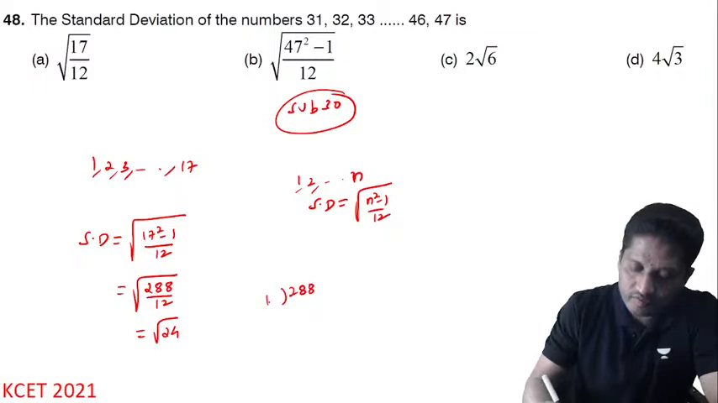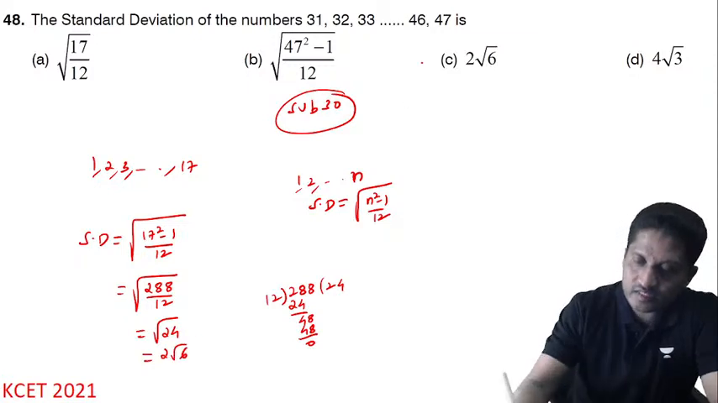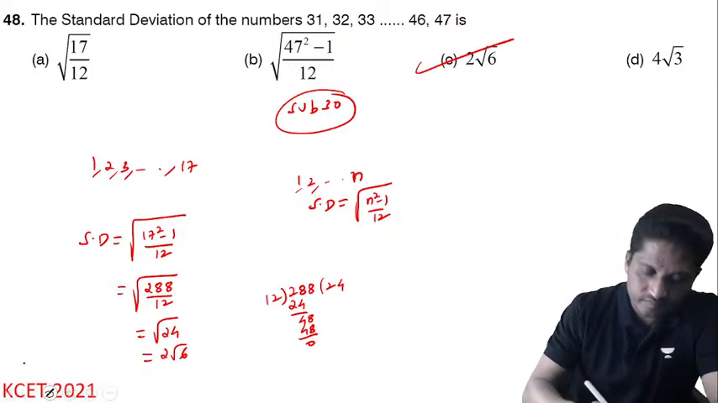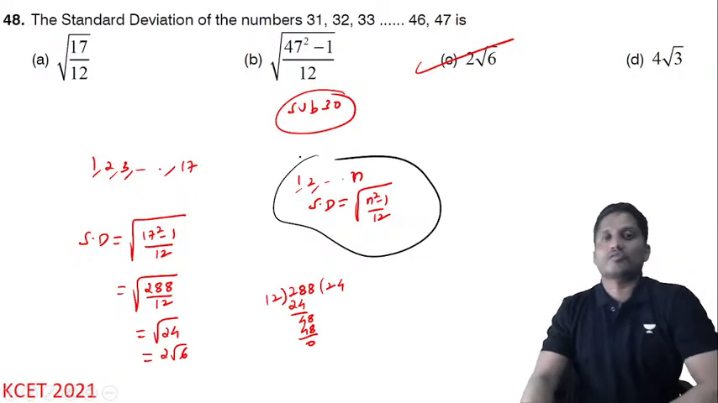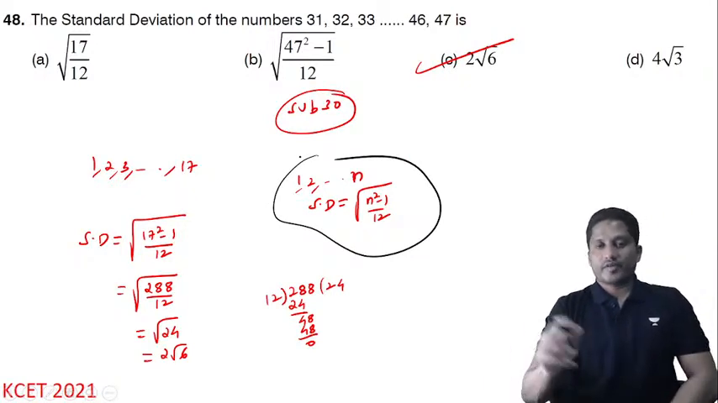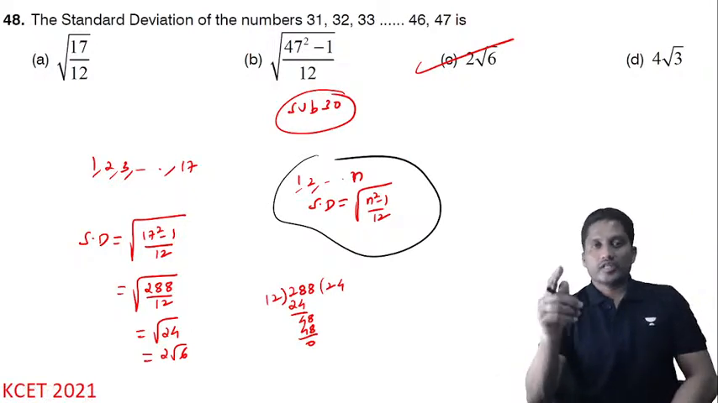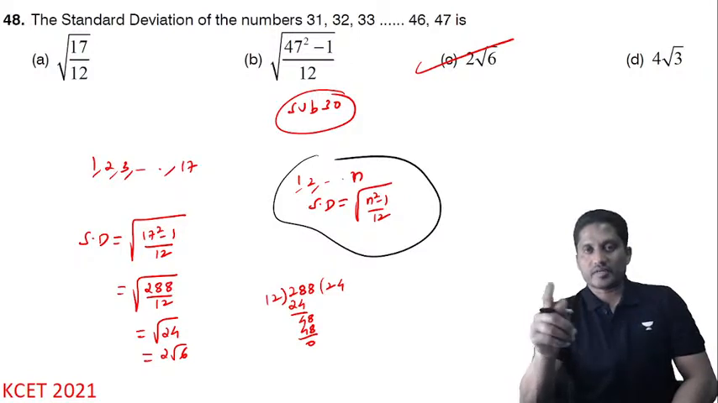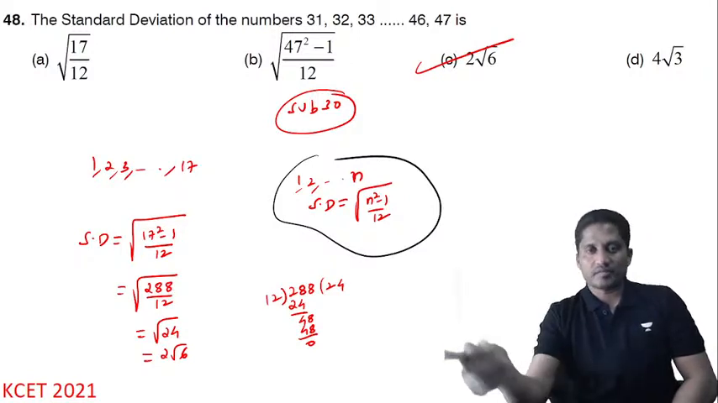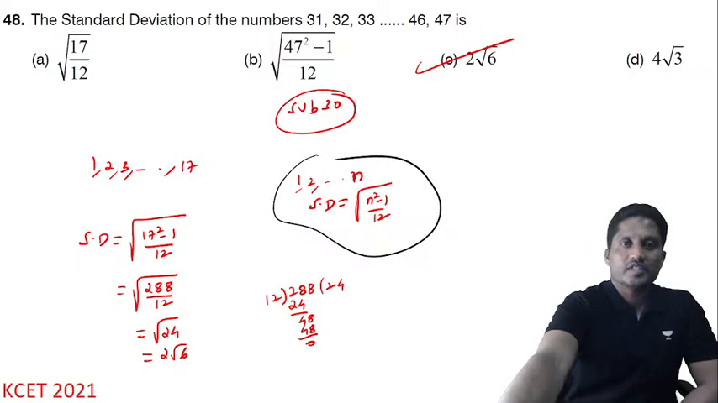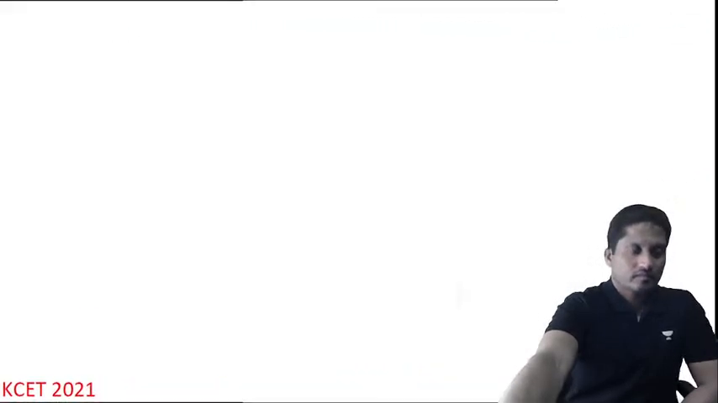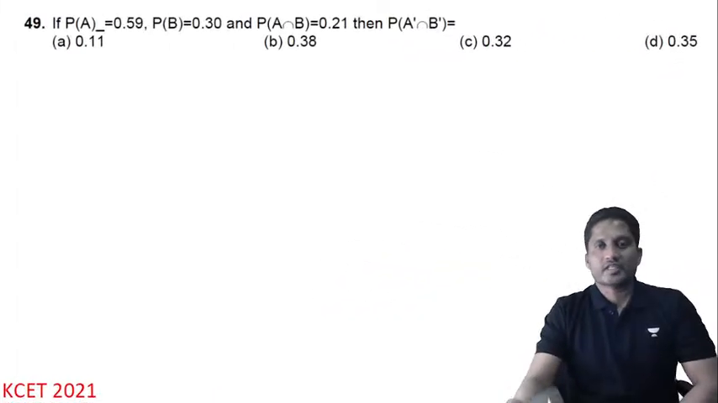288 you divide by 12. 12 2 is 24. Okay, and then this is 4 times 6. That's right. This is 2 root 6. Answer is C. So remember the formula. Standard deviation is root of n square minus 1 by 12 if the observations are 1 to n. So either you add or subtract, the spread remains the same. So you subtract 30, then the numbers will change. Alright, let's move to the next question.